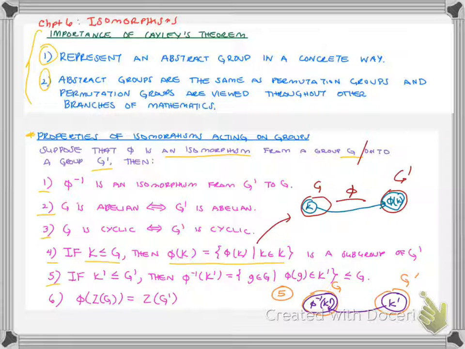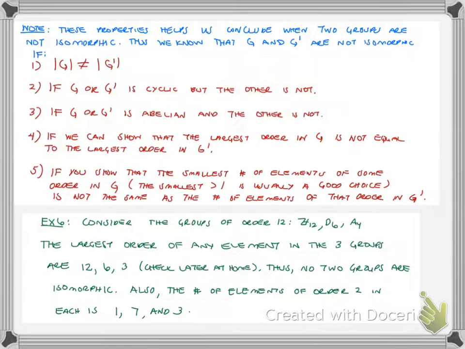And then the last one, phi of Z of G equals Z of G prime. So again, you might want to pause the video. But here, note that these properties help us conclude when two groups are not isomorphic. And I think I wrote this down too. So I think some of you were absent before spring break, so this might be new to you, but if not, we'll just go over it again.